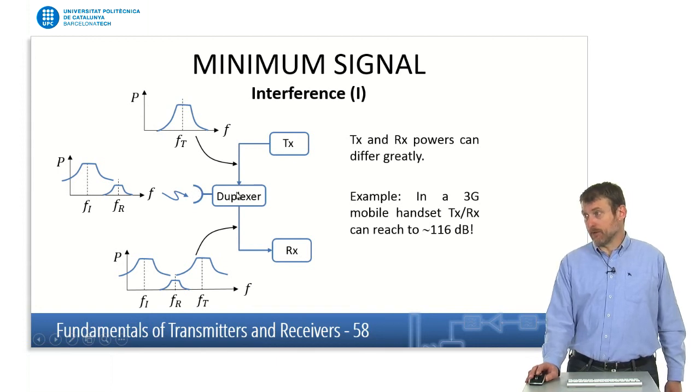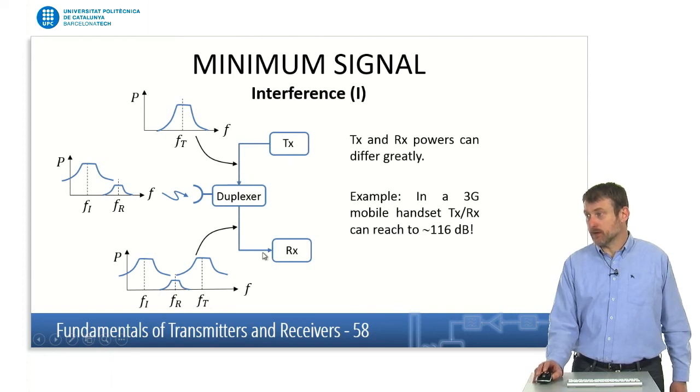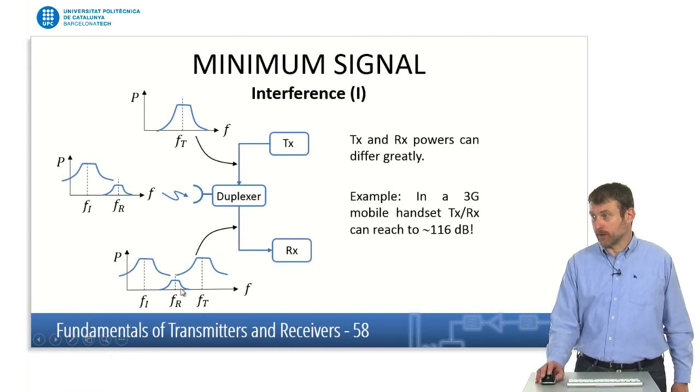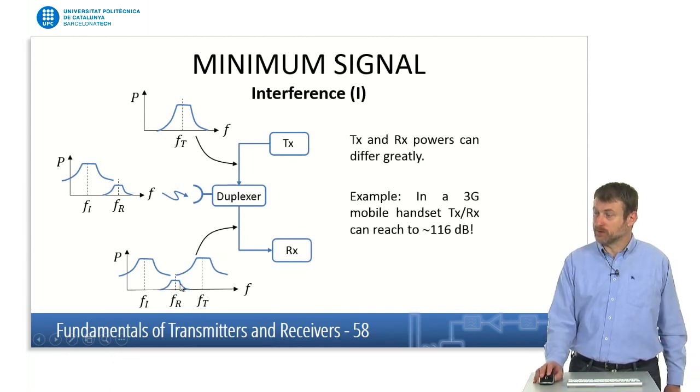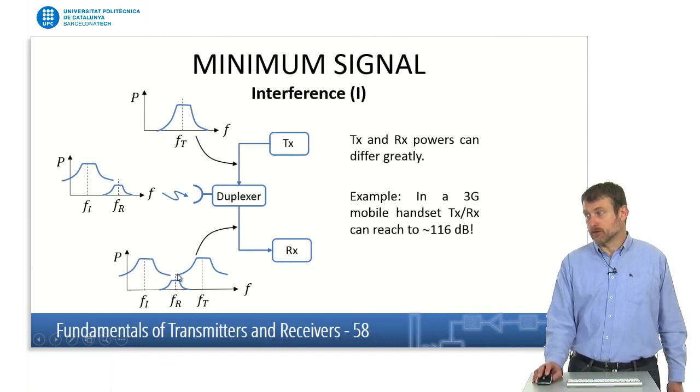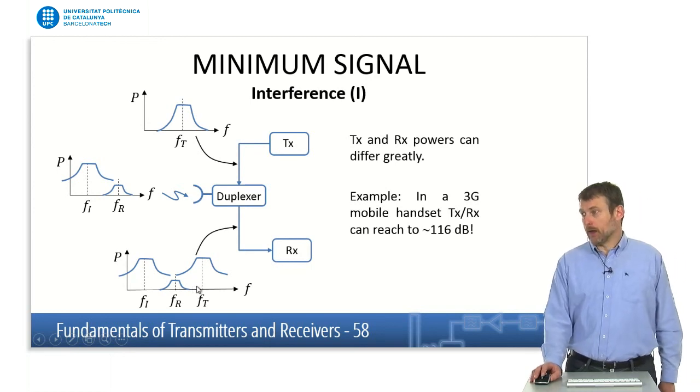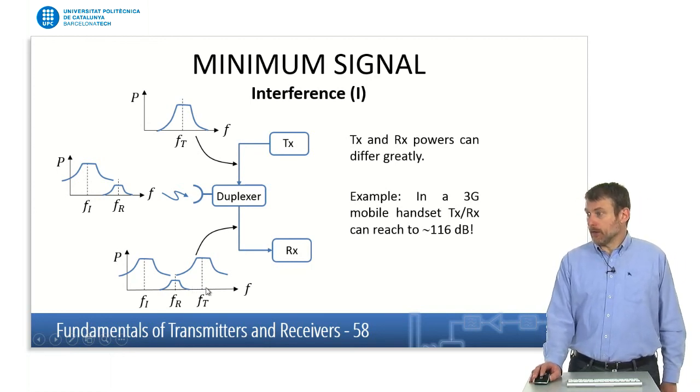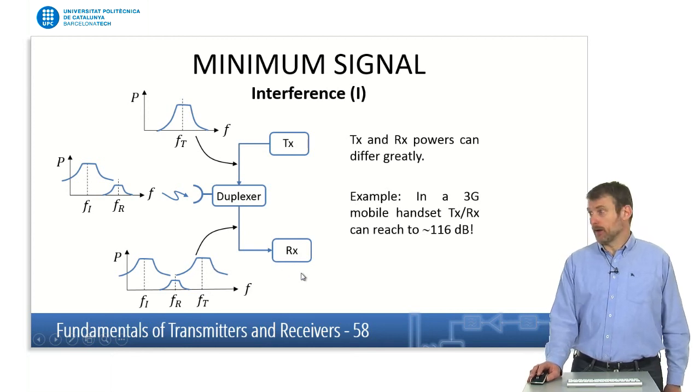Besides that, the interference can also come from our own transceiver, our own transmitter, because the duplexer may have some transmitted power leaking into the receiver chain, and therefore at this point we might have a spectrum just like this. So the received signal has to overcome both the interference coming from the outside and the interference created by our own transmitter. And both these powers can be very high.